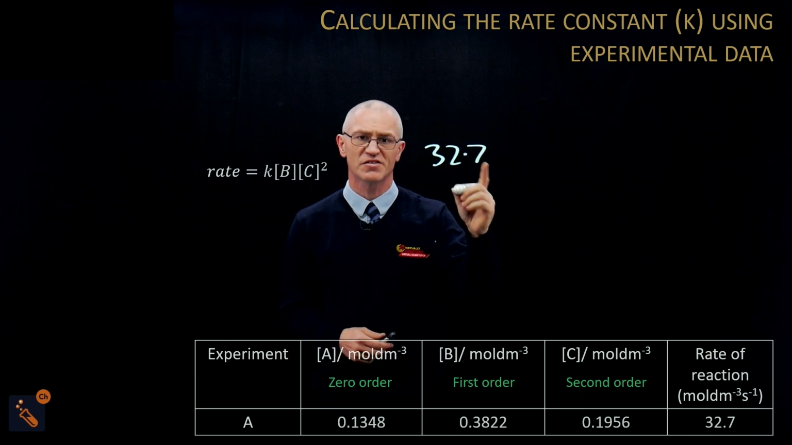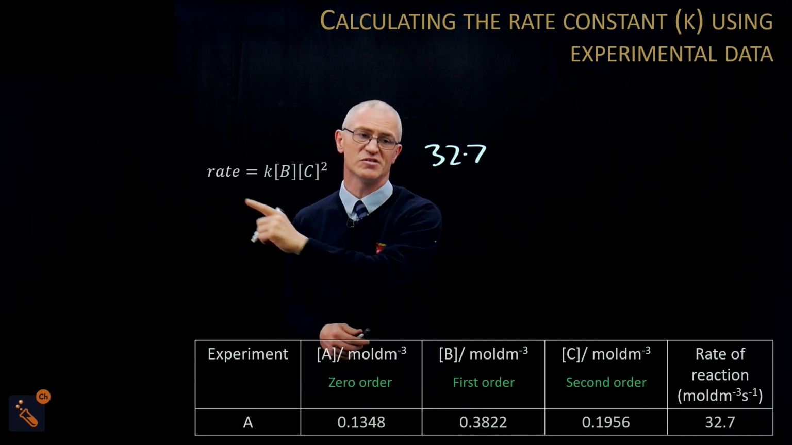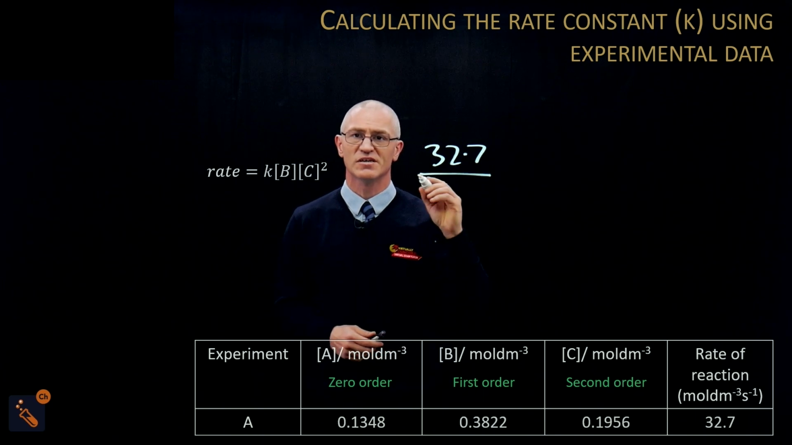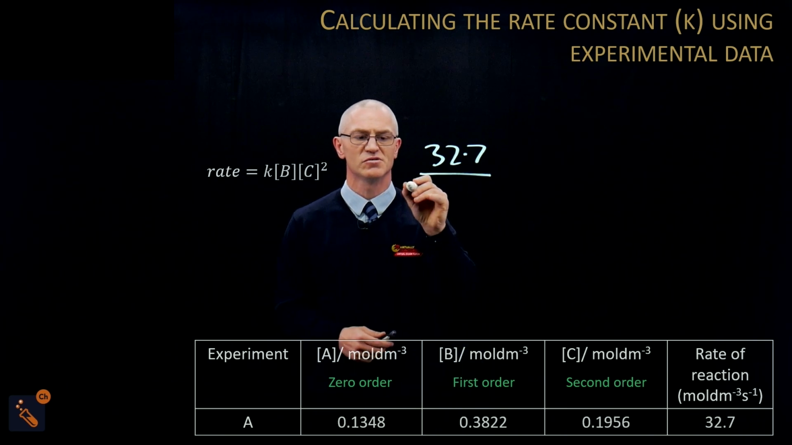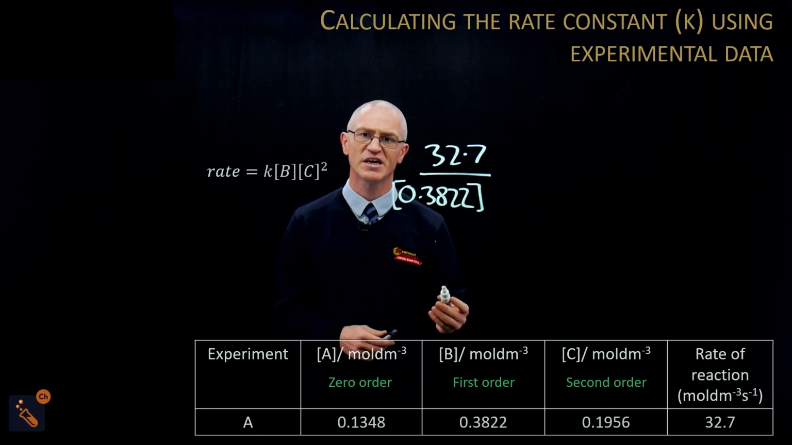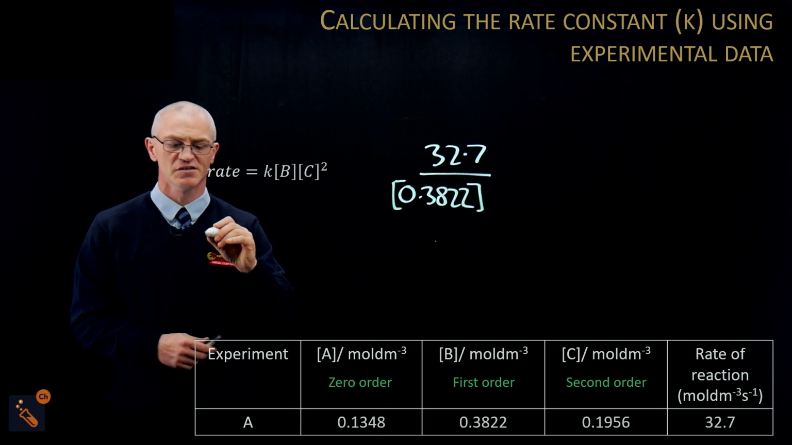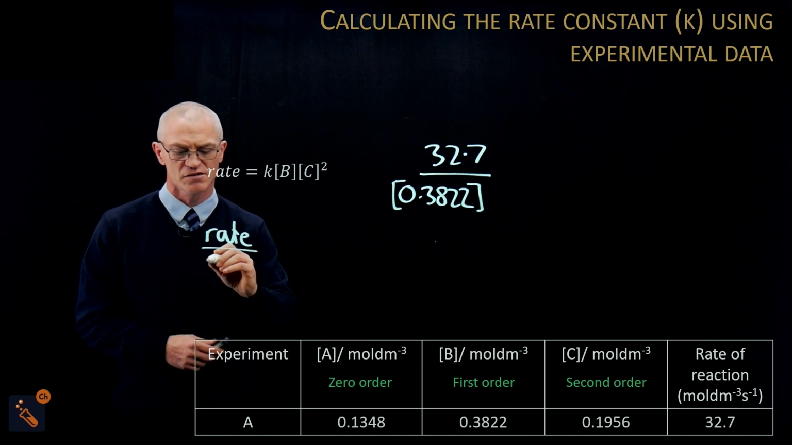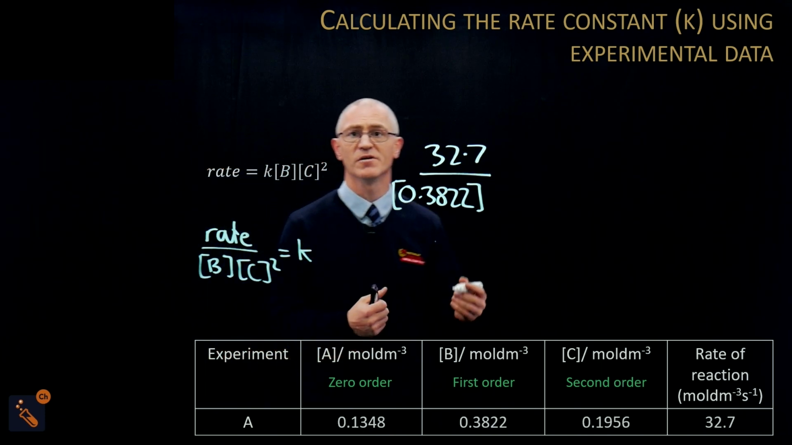32.7, and if I want k, I need to divide that by b and divide by c squared. So b, and I go down here, is 0.3822, that's my concentration of b. We then go to c squared, because we're going to rearrange that. And I think I'll just write that to make it absolutely clear. So there's your rate, and you've got b, and then c squared, and that will equal your k. All right? And that's all we're doing here.